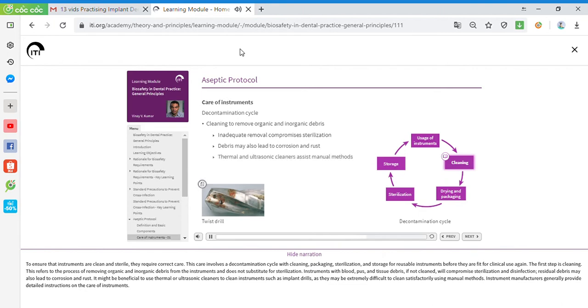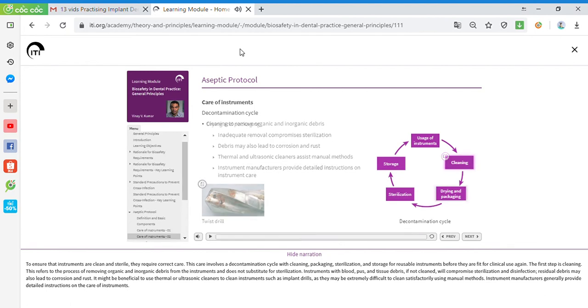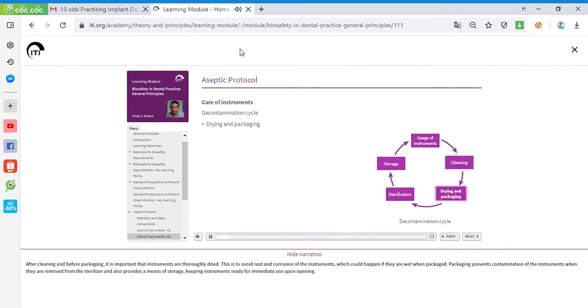It might be beneficial to use thermal or ultrasonic cleaners to clean instruments such as implant drills, as they may be extremely difficult to clean satisfactorily using manual methods. Instrument manufacturers generally provide detailed instructions on the care of instruments. After cleaning and before packaging, it's important that instruments are thoroughly dried. This is to avoid rust and corrosion of the instruments, which could happen if they are wet when packaged.